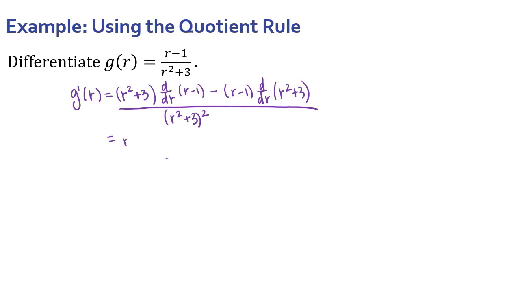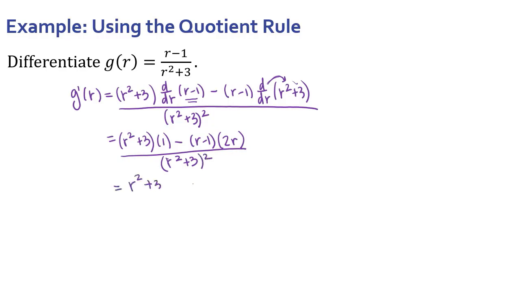Okay, so this is going to give us r squared plus 3 times the derivative of r minus 1. That's going to be the derivative of r, which is 1, minus the derivative of 1, which is 0, so that's just going to give me 1, minus r minus 1 times the derivative of r squared plus 3. The derivative of r squared is 2r, and the derivative of 3 is 0, so 2r plus 0 is just 2r, and then that's all over r squared plus 3 squared. Let me simplify this out to see if there's anything that will cancel.